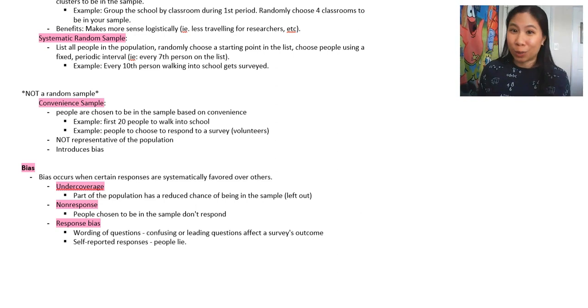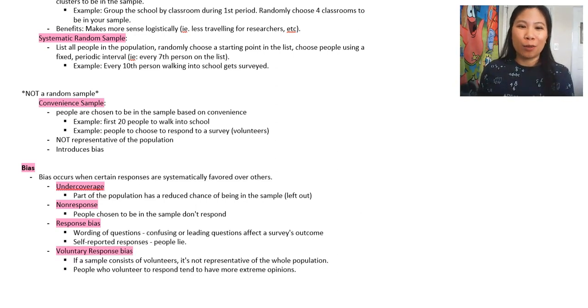Another type of bias is called response bias. So this just occurs when your questions are bad. If you're giving a survey and your questions are bad because they're leading people to answer a certain way, or if they're confusing questions to begin with, like filled with too many technical terms or something like that, that affects a survey's outcome. Another example of response bias is when you have self-reported responses. People do lie. So if they're responding to a survey and they're asked to report if they've ever committed a crime, that might not be so good because people wouldn't want to actually tell you the truth about that. So these are also biases.